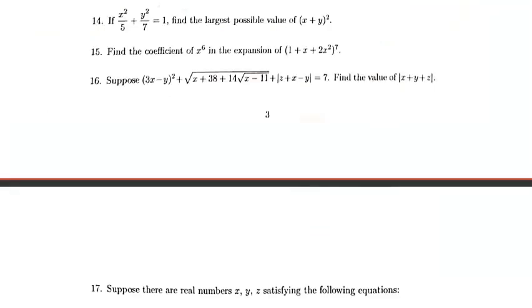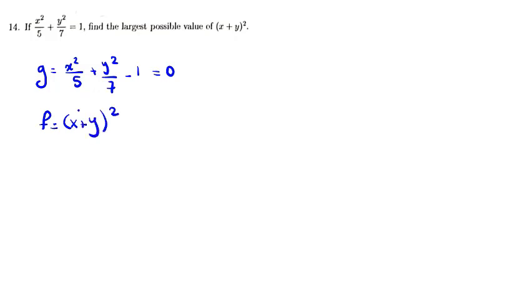Senior section, first round SMO 2020, problem number 14. If x squared over 5 plus y squared over 7 equals 1, find the largest possible value of x plus y squared. Again, for this problem, we use the famous theorem, Lagrange multiplier. We consider g equals x squared over 5 plus y squared over 7 minus 1, which equals 0. And then we say, okay, f is x plus y squared.